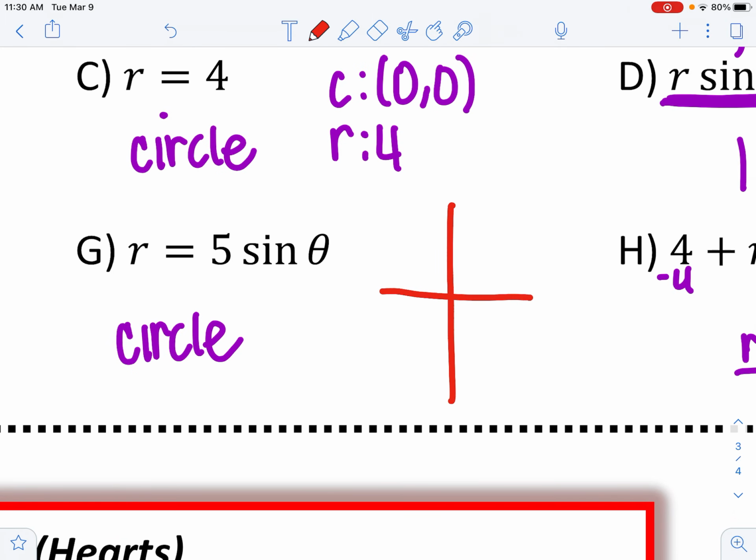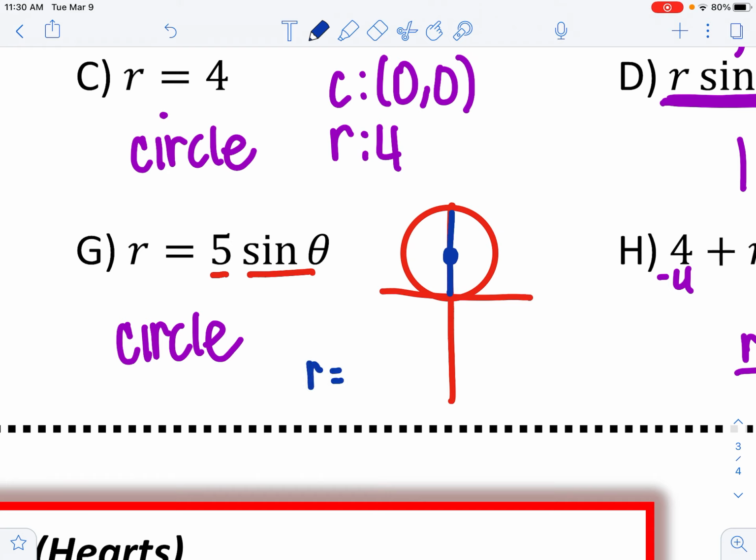Let's do G really quickly. I'll need a quick sketch to answer the question. Okay, it's on the positive y-axis, so I do a quick sketch of a circle. There we go. I know this whole thing right here, the diameter is 5.